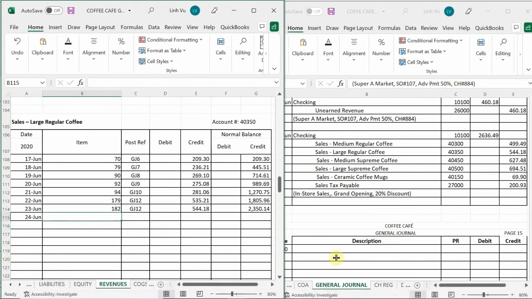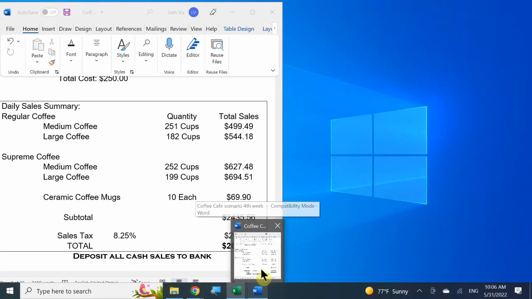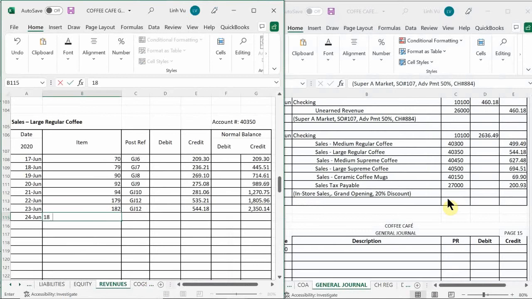Okay. We got the large regular. How many cups did I sell? I sold 182, for a grand total of $544.18, which gave me an account balance of $2,894.32. Okay.